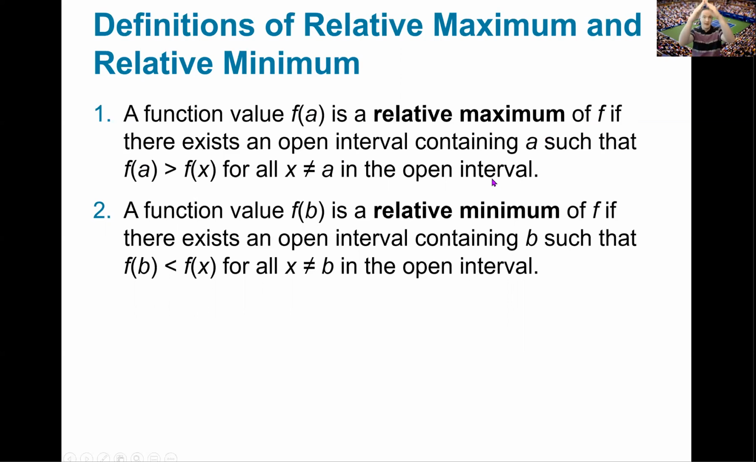So it has to be higher than any point immediately around it. Now, on the other hand, for a relative minimum, it's just saying that f of b has to be less than f of x for all x that's not equal to b in the open interval around b. Again, all that's saying is that f of b has to be lower than any y value immediately around it. Well, that would be a minimum.